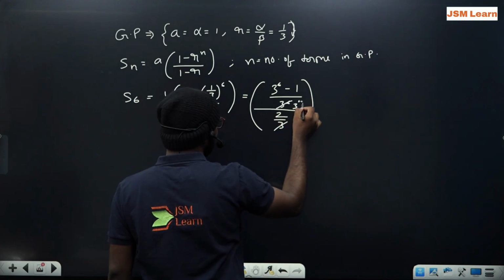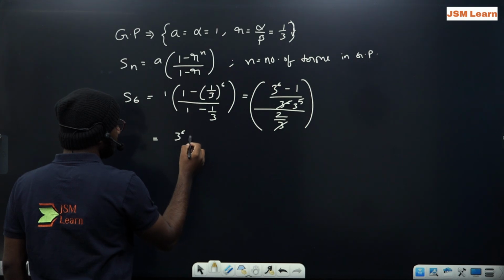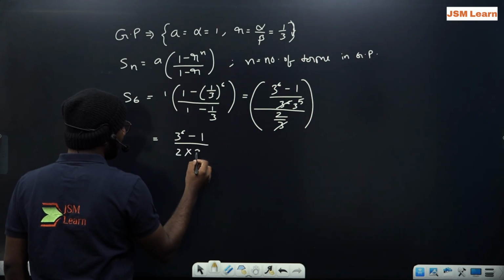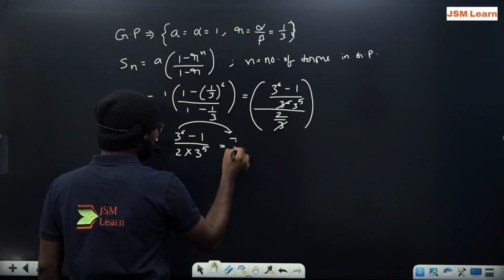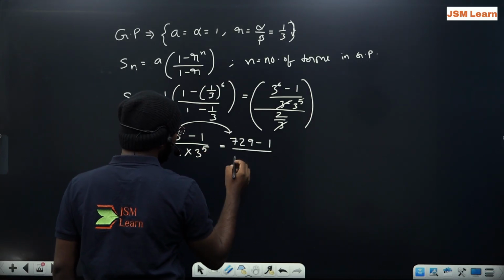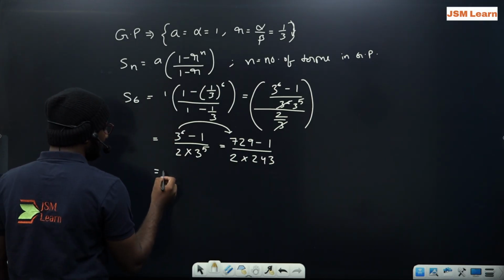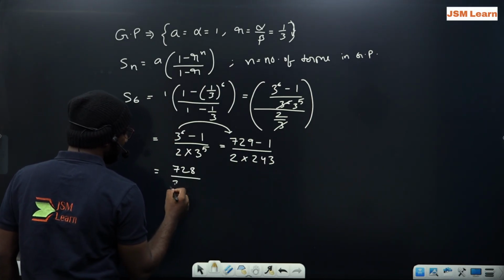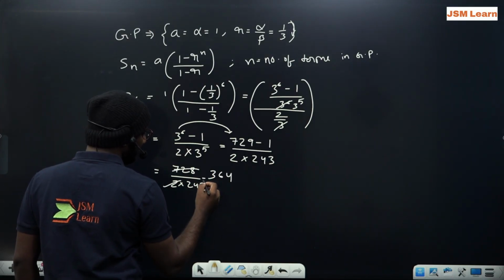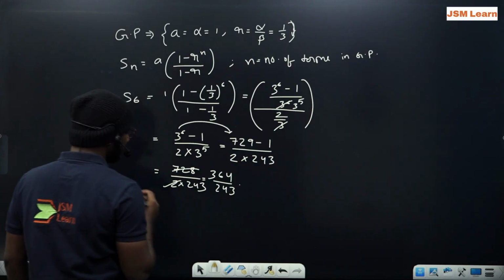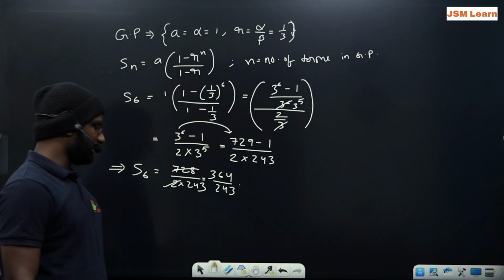On cancelling this 3 with 3 power 6, we will get 3 power 5. That is equals to (3 power 6 minus 1) divided by 2 into 3 power 5. So 3 power 6 value is 729, minus 1, by 2 into 243. On simplifying this, 728 by 2 into 243, we will get 364 by 243. So this is the sum of 6 terms of GP.